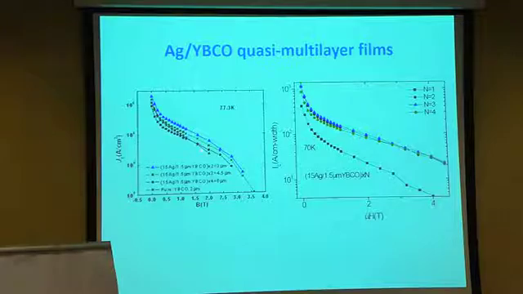The thicker one has a smaller JC, but if we plot them in terms of critical current as amps per centimeter width, you see all these quasi-multi-layers are much better than the 2 micrometer thick pure YBCO.